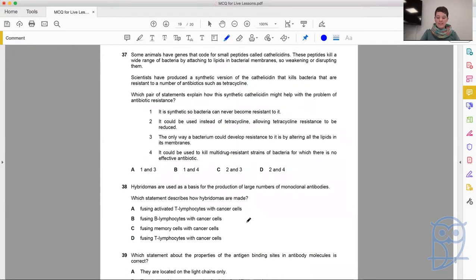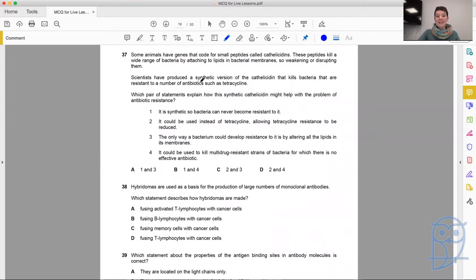Question 37, another long and informative question. Some animals have genes that code for small peptides called catholycidins. However you pronounce it, doesn't matter as long as you can read it. These peptides kill a wide range of bacteria by attaching to lipids in bacterial membranes, so weakening or disrupting them. Okay, so it's a peptide that attaches to a lipid, and then the membrane is dysfunctional.